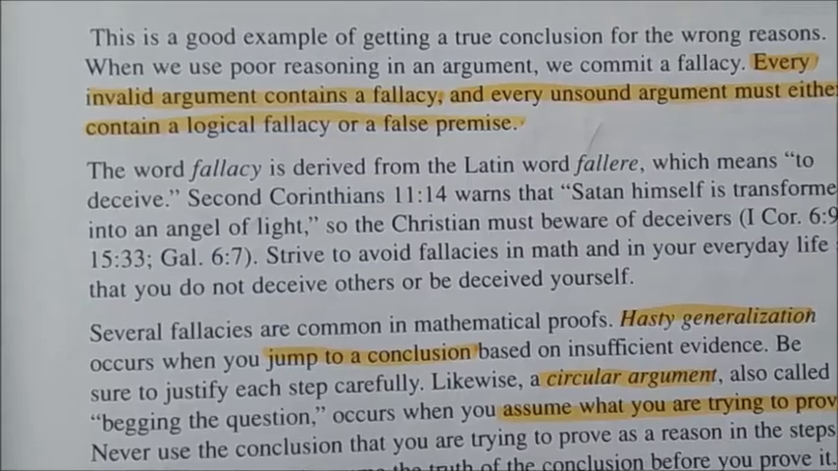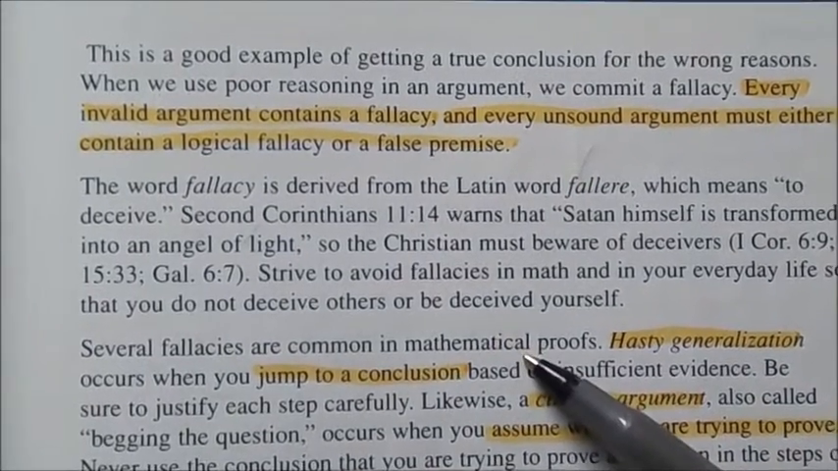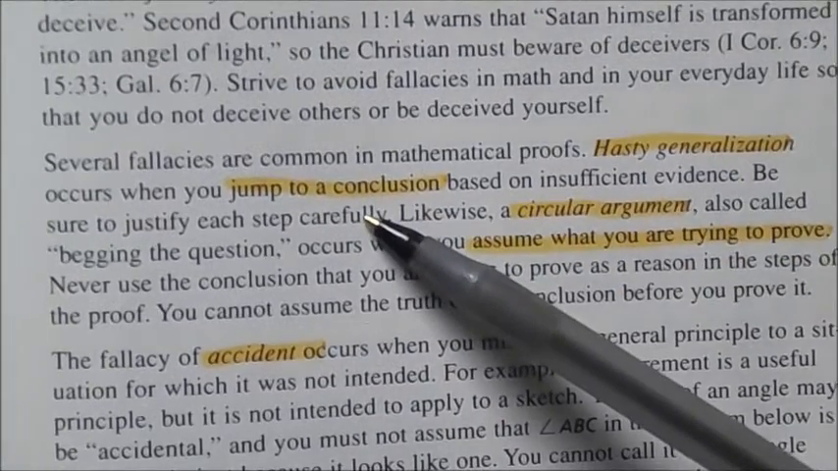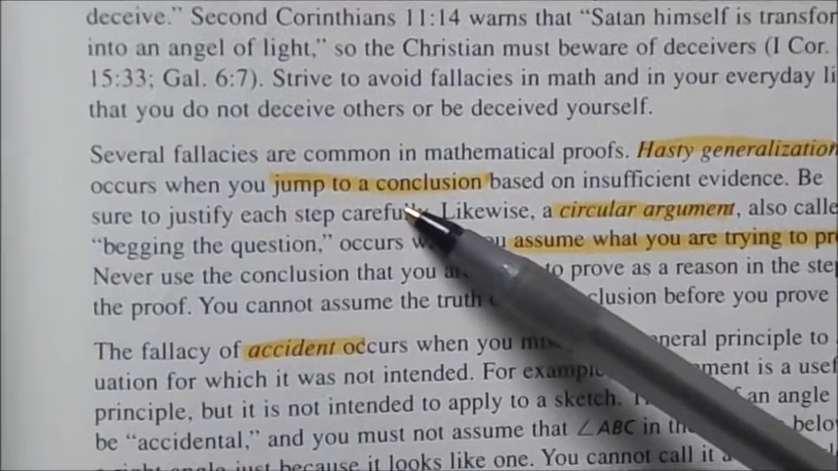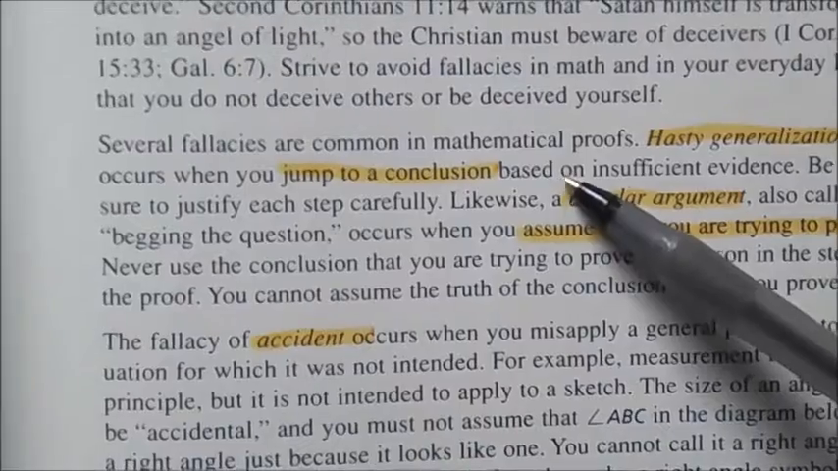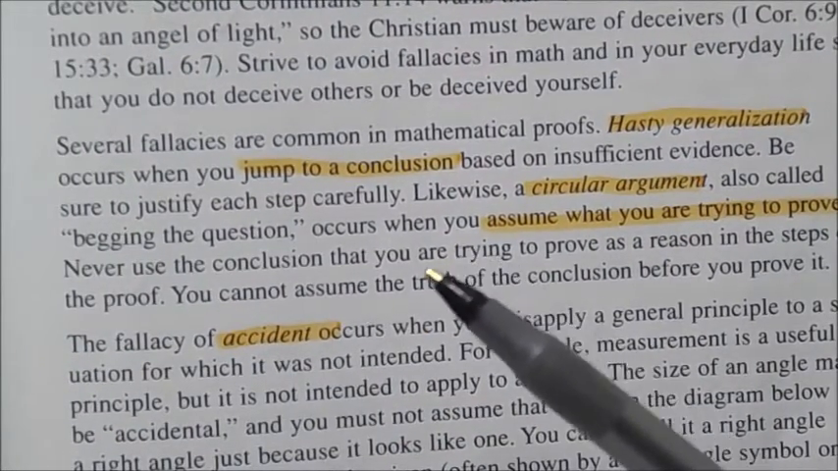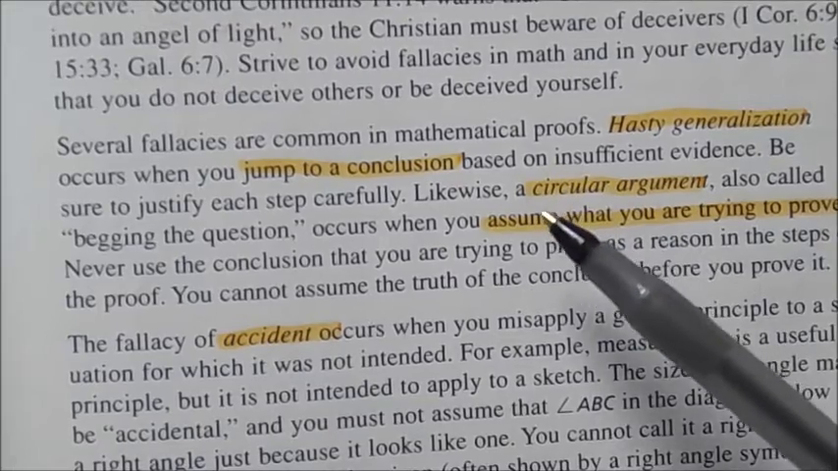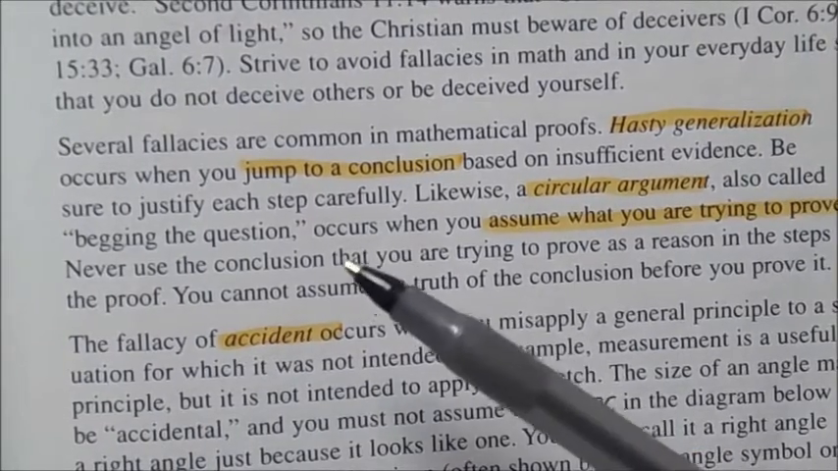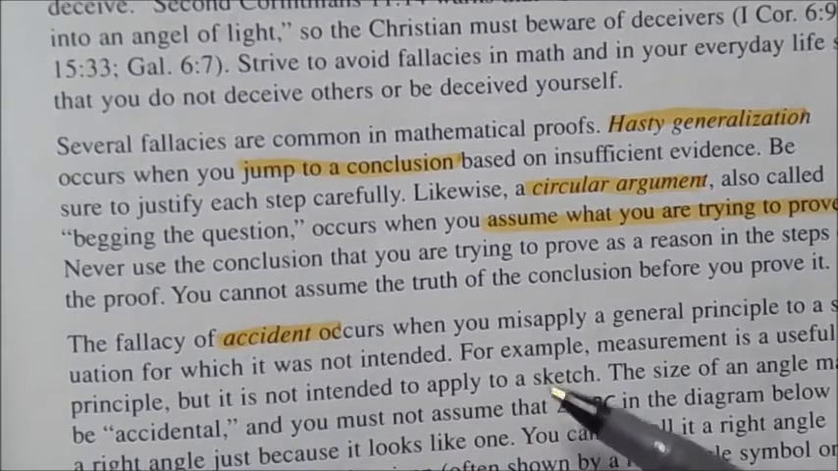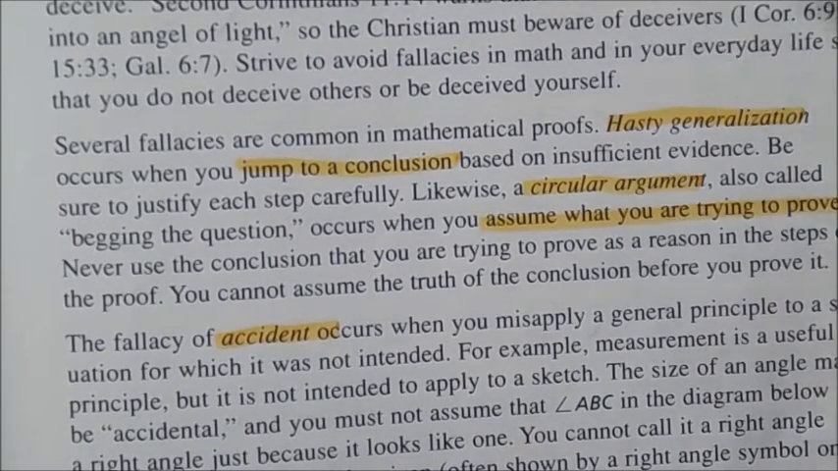All right, let's go with several fallacies that are common in mathematical proofs. Here's one, hasty generalization. It occurs when you jump to conclusions. Okay, it's based on insufficient evidence. Be sure to justify each step carefully. All right, here's another one. A circular argument is also called begging the question. You can't assume what you're trying to prove. You're trying to get there. Don't use your conclusion as one of your premises. That's what that means.